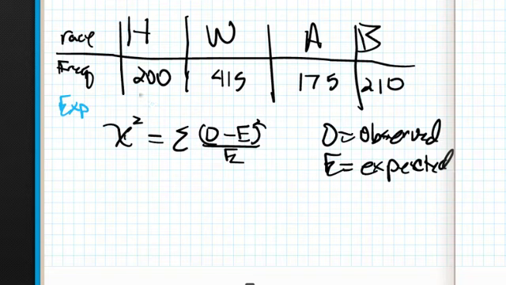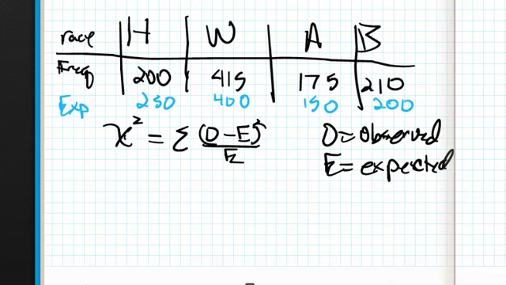The expected values of this are, well, if it's 25% Hispanic and I've got 1,000 kids in the school, then 250 is the expected value that you would have, right? 40% white, there'd be 400. 15% Asian, there'd be 150, and then 200 black. So these are the expected values.